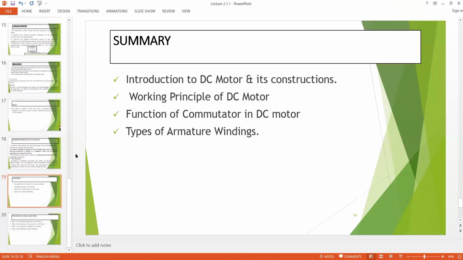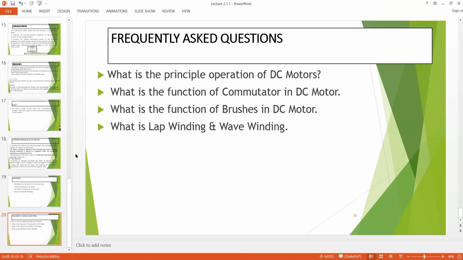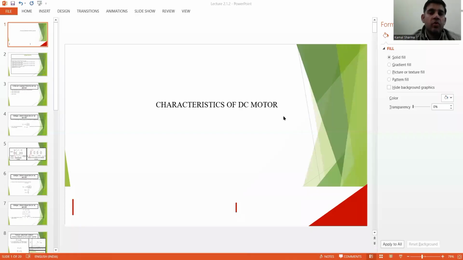So what we studied now is the DC motor, its construction, working principle, and function of the commutator. These are very generic questions that can be asked in any kind of paper and competitive exam, right? What is the principle of operation of a DC motor, the commutator, function of brushes, lap and wave winding? These are the questions that can normally be asked. I hope everything is clear. If you have any query from the construction or principle part of the DC machine, you can write in the comment section.